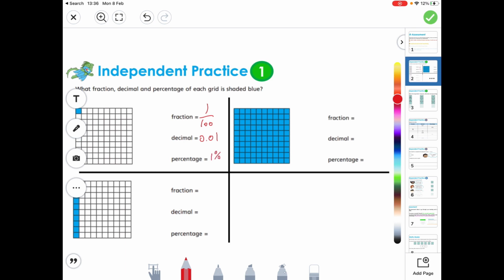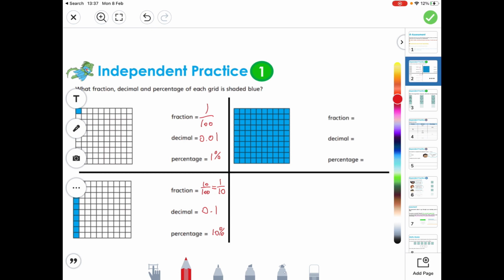On the one below it, on the 100 square, we can count that 10. So that's 10 over 100 of the fraction shaded. That's the same, we can divide that by 10 to get 1/10. 1/10 as a decimal is 0.1, and the percentage is 10%.